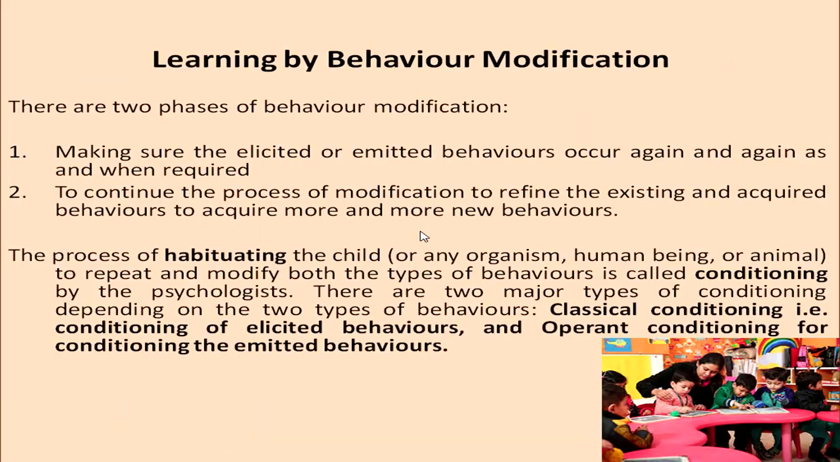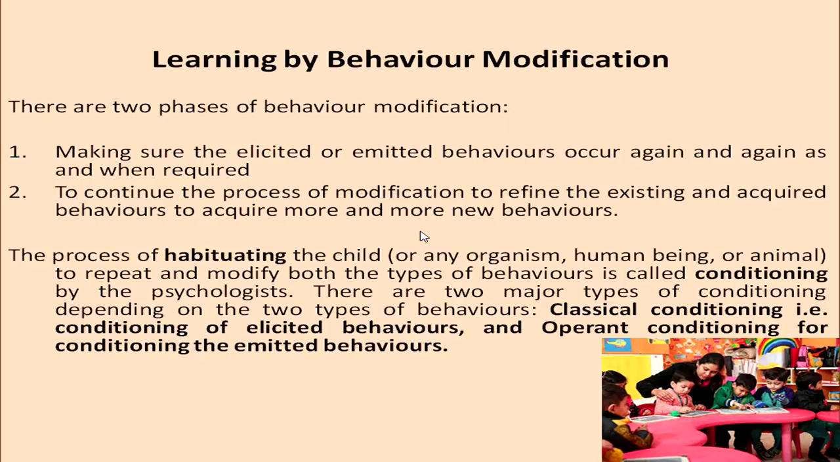So, learning by behavior modification, we move on further. There are two phases of behavior modification. Making sure that the elicited or the emitted behaviors occur again and again as and when required, and secondly, to continue the process of modification to refine the existing and acquired behaviors to acquire more and more new behaviors.